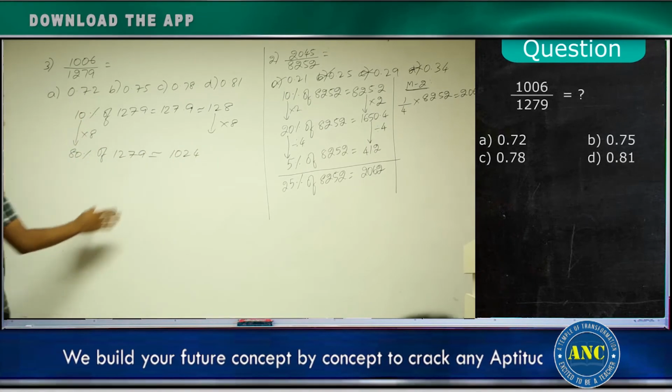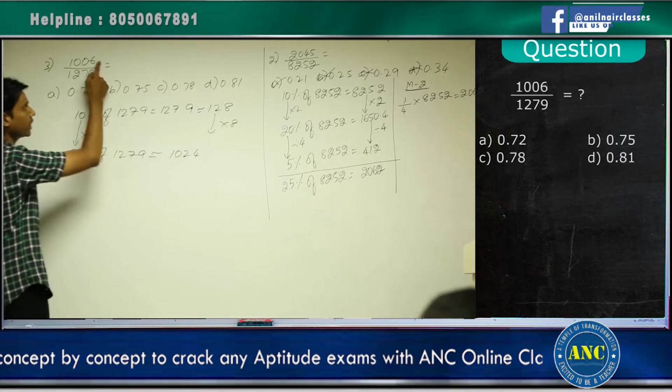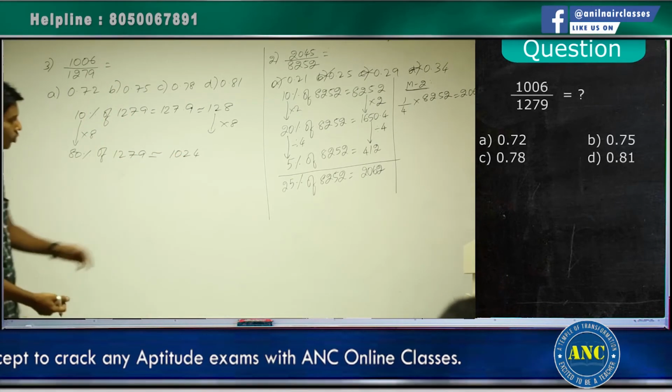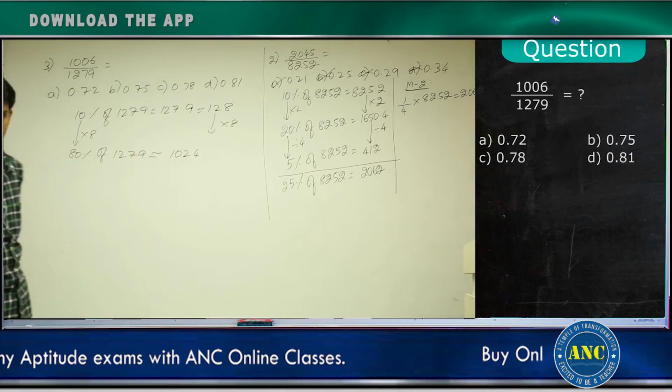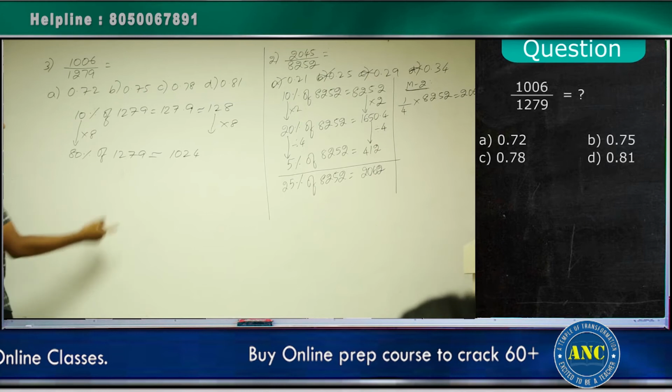Please see here. You need to get 1006, but you got 1024. That means you need to go back from 1024. The answer should be less than 80%.